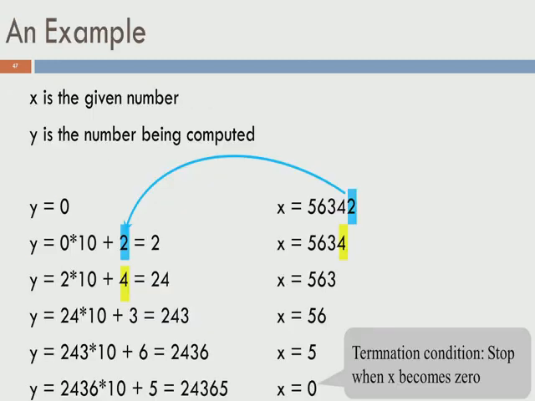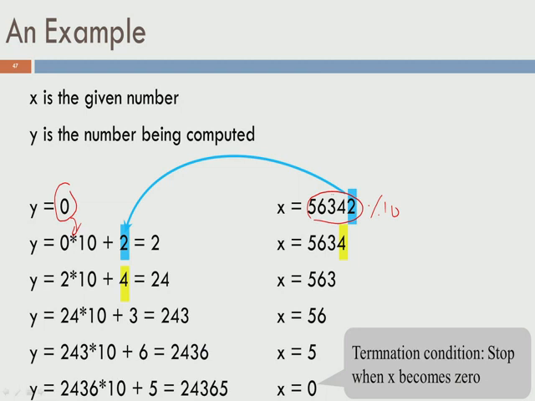Let x be the given number and y be the number that is being computed. Let us say the user inputs 56342 as the number which has to be reversed. We want 2 to be the first digit of the resultant number. The way we do that is we take 56342 and do modulo 10, and that gets the remainder 2 alone, extracting only the last digit. You multiply the previous result by 10 and add this to it, which results in 2.